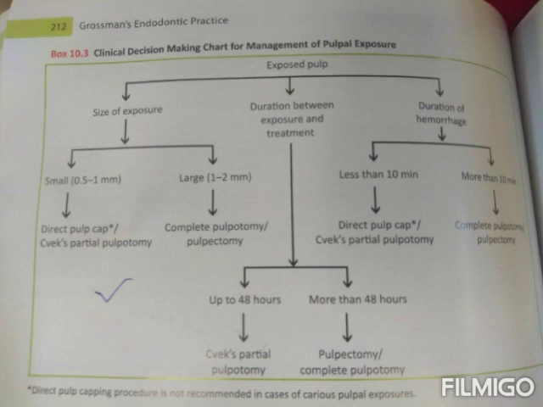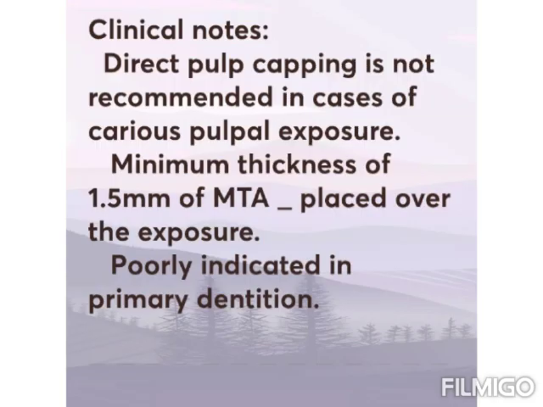And here we have to remember some clinical points before doing direct pulp capping. Direct pulp capping is not clinically recommended in the case of carious pulpal exposure. This is the important point. A minimum thickness of 1.5 mm of MTA is recommended to be placed over the site of exposure. So, if we place MTA, it should be 1.5 mm. And the third point: it is poorly indicated in deciduous dentition, mostly it is used in permanent dentition.